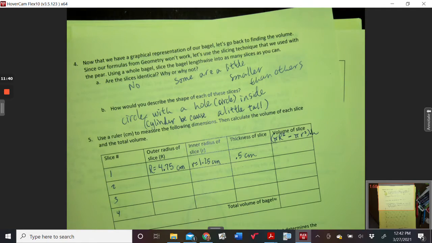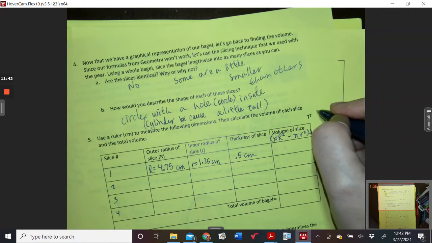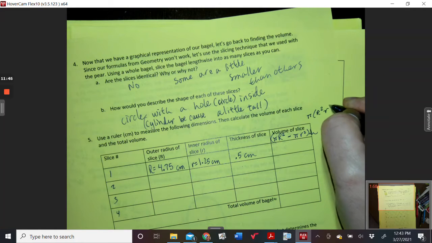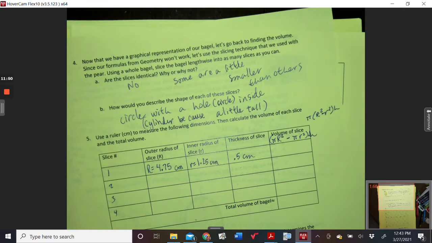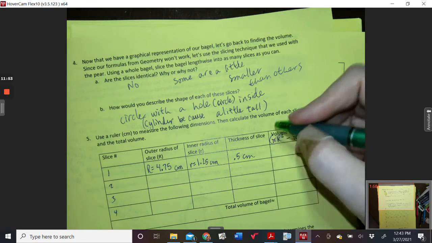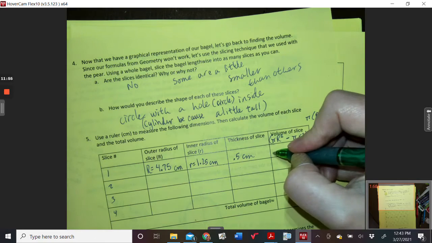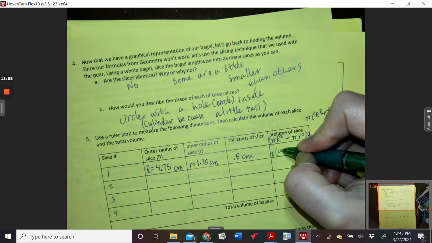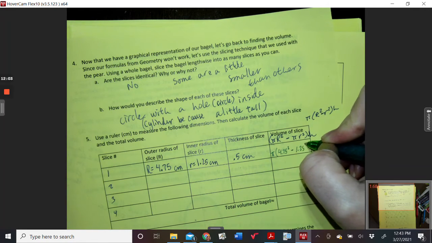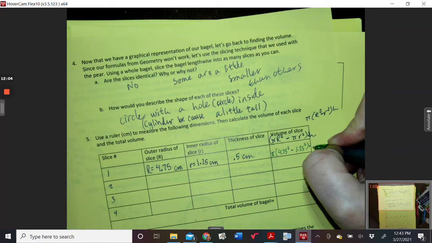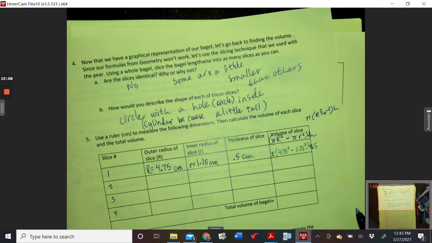Okay? Or pi times big R squared minus little r squared, times h. So that's what we're going to do as we do these calculations. So this will be pi times 4.75 squared minus 1.25 squared times 0.5. The math, I'm going to do all the other measurements, and I'll be back in a second. Go ahead and write that down so you can figure through it. Make sure it makes sense to you.